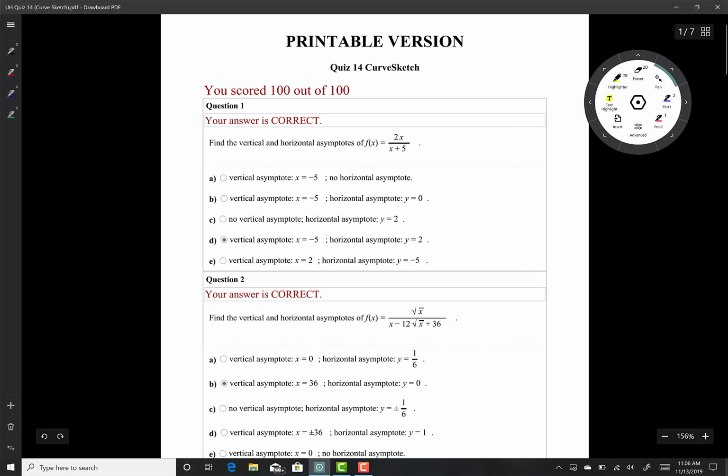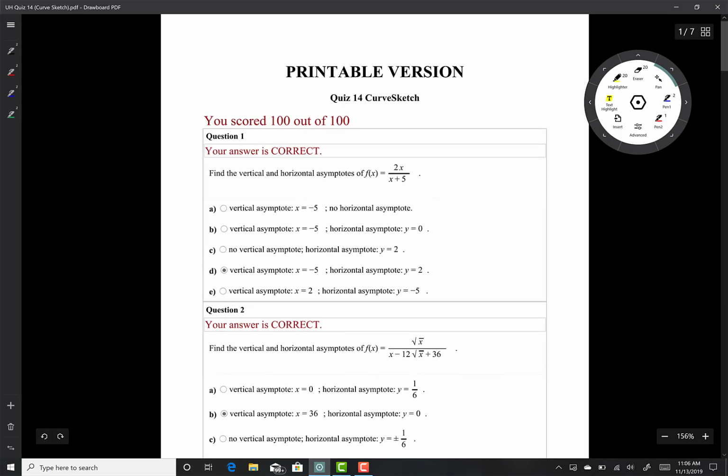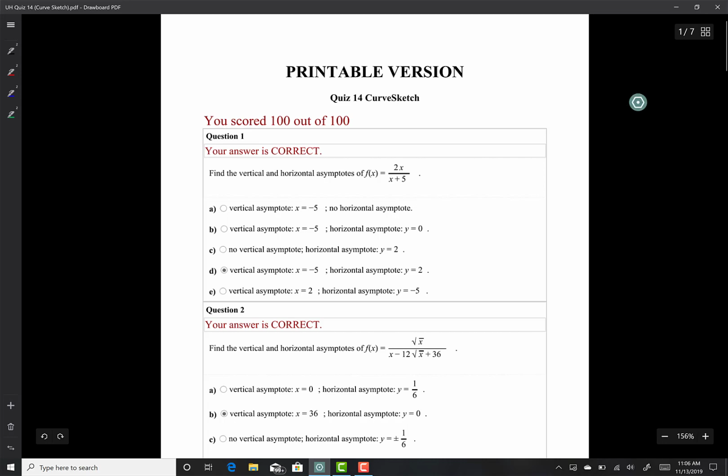All right, here we go, guys. Just like you heard Ms. Vidal, let's see if we can sketch these curves, because it's called curve sketch. All right, let's do it. Why does this have a 1 on it? All right, let's just do that anyway.